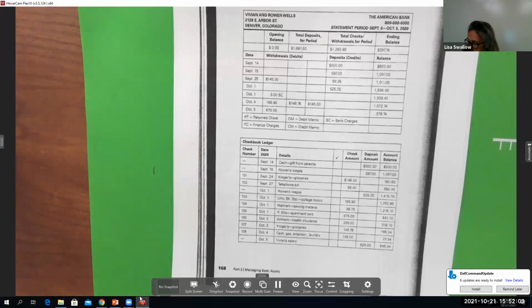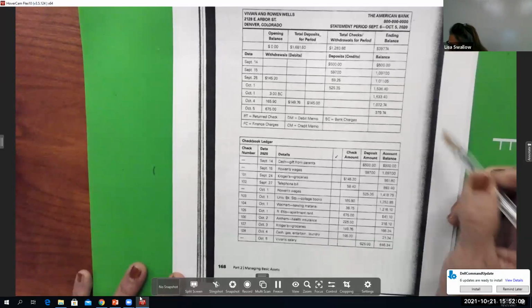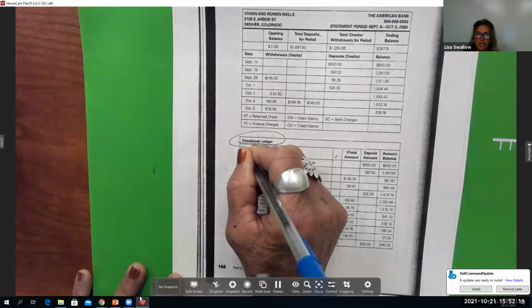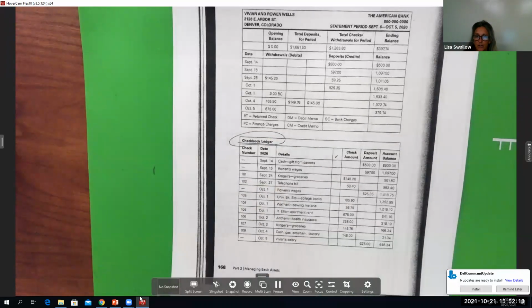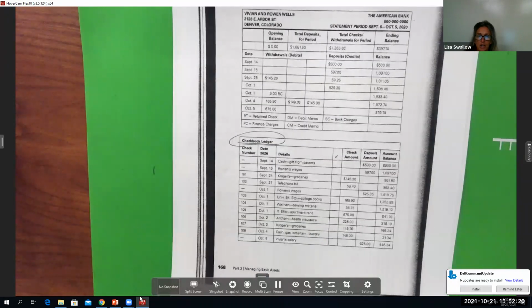This is from the bank, you can see that. And this is their checkbook ledger. Probably most of you don't carry a checkbook per se with you anymore and enter things as you go. So businesses do this for sure. And some of us older generation people still do this.